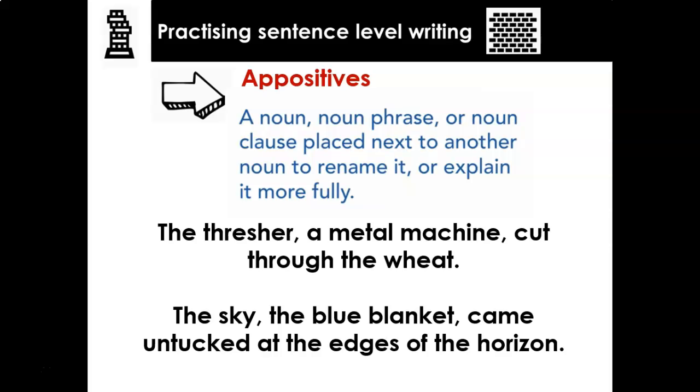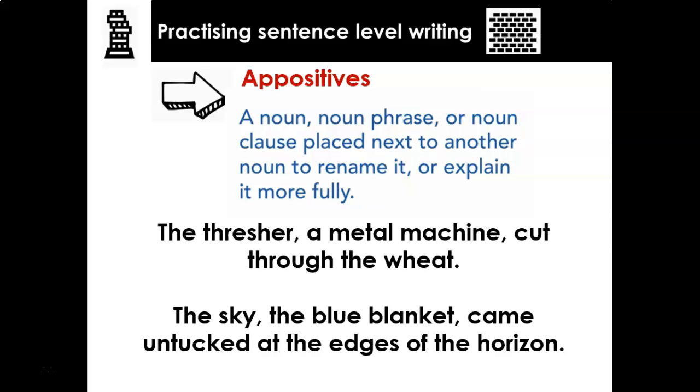Now we can double check. If I took a metal machine out, the sentence will still make sense. The thresher cut through the wheat. Cha-ching, yes it does. If I took the thresher away, the sentence should still make sense. A metal machine cut through the wheat. Cha-ching, it's working like an appositive.